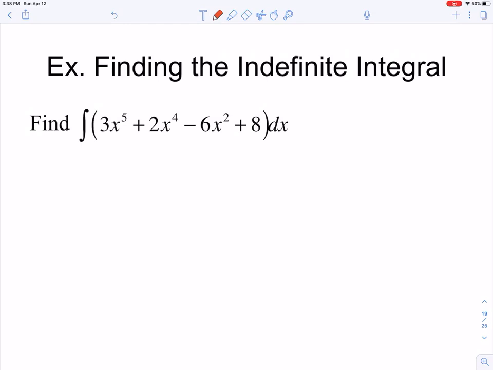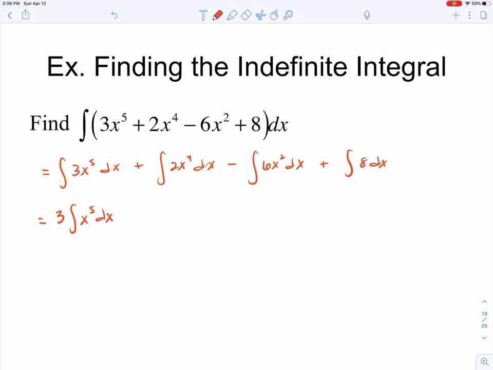Okay, we're integrating another polynomial. Again, if you want to split this up into a sum and difference of polynomials, and what I mean by that, if we wanted to write this as the integral of 3x to the 5th dx plus the integral of 2x to the 4th dx minus the integral of 6x squared dx plus the integral of 8 dx, you could. And then for each integral here, you can pull out the constant.